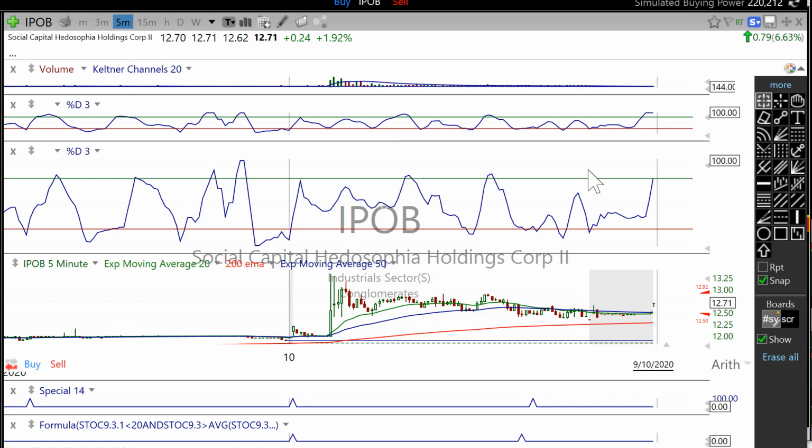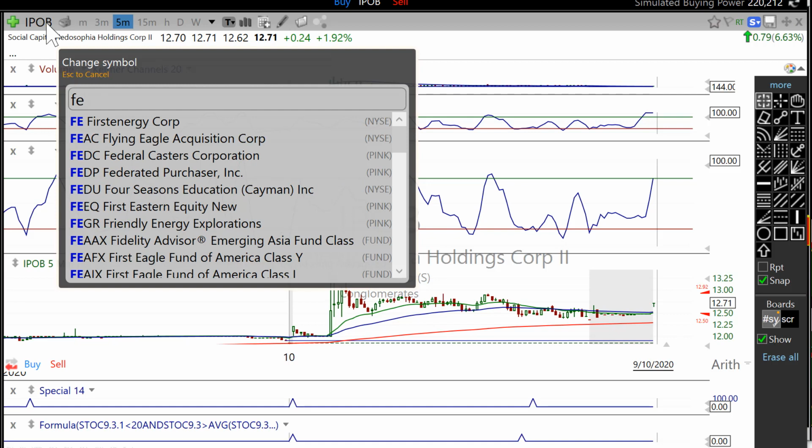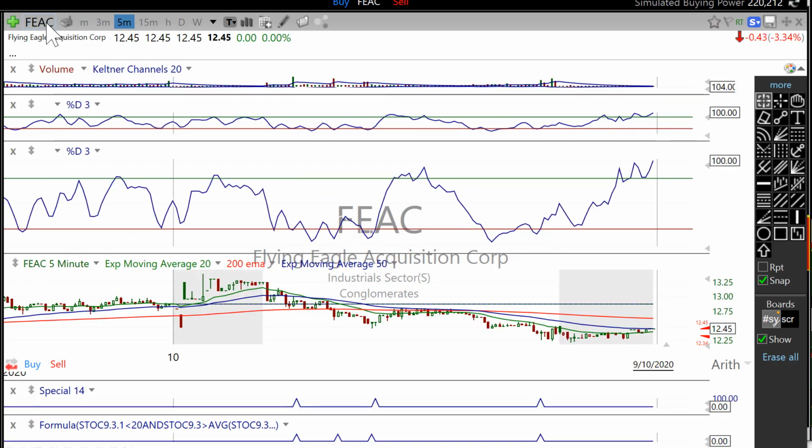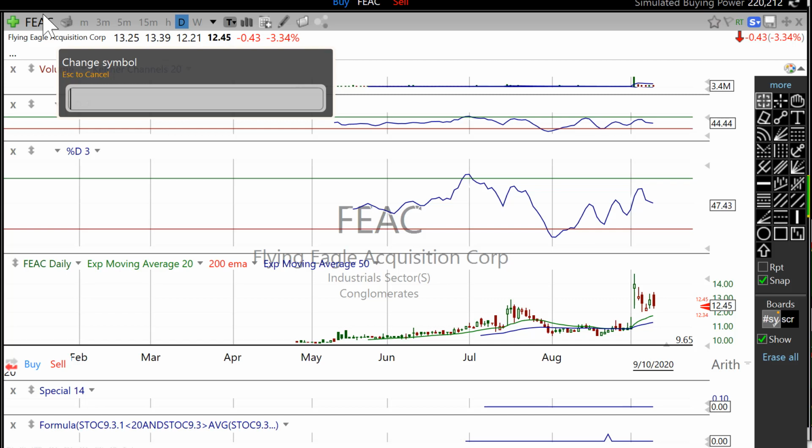So I got the IPOB here. There's a couple other SPACs that I do kind of, we're in the FEAC, which has already announced their acquisition of their company, but it's not doing, after it pops, it is kind of settling back in here. It's not a bad thing. It's a tournament type of app for cell phones. It's a gaming, like Zynga, but maybe not like Zynga 100%.